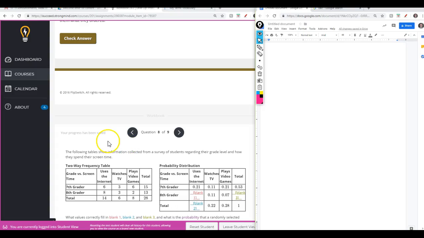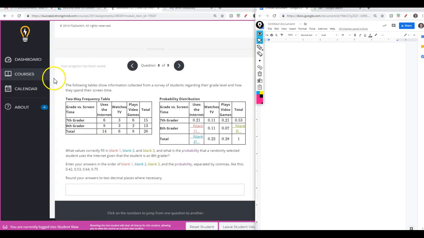All right, welcome to question 8. The following table shows information collected from a survey of students regarding their grade level and how they spend their screen time. What values correctly fill in the blank 1, blank 2, and blank 3, and what is the probability that a randomly selected student uses the internet given that the student is an 8th grader?